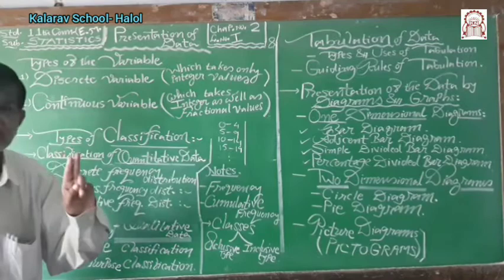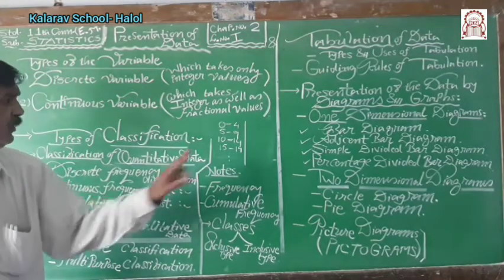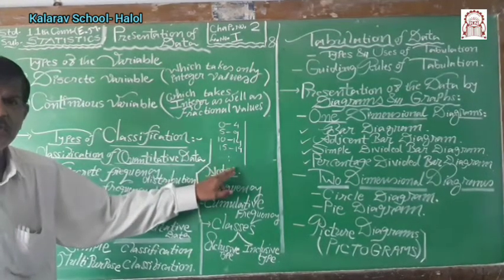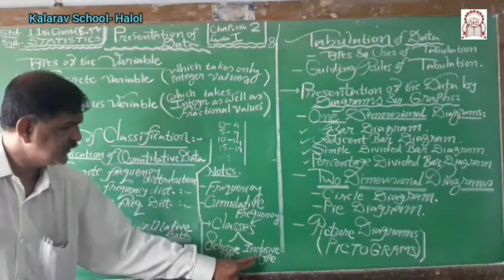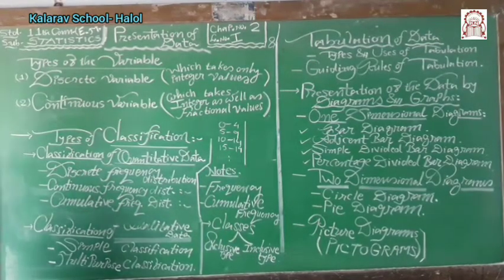There are two limits in classes, upper limit and lower limit. If the lower limit and upper limit both are included, then this type of classes are known as inclusive type of classes.